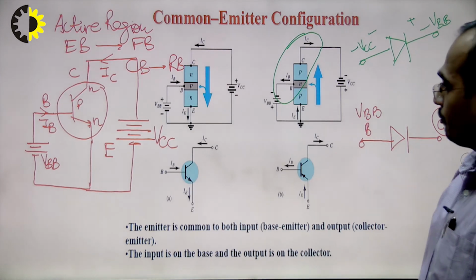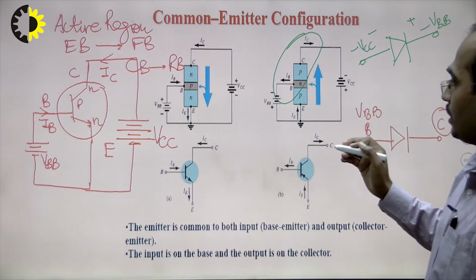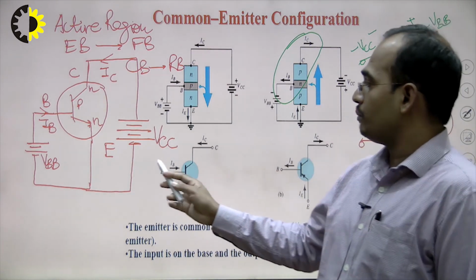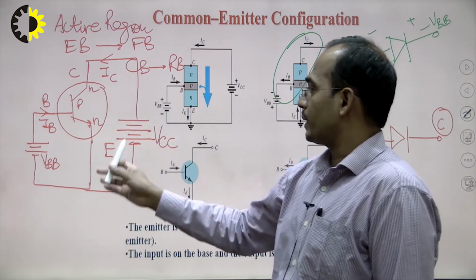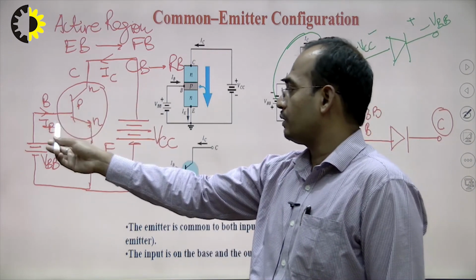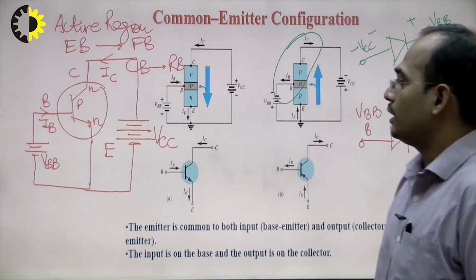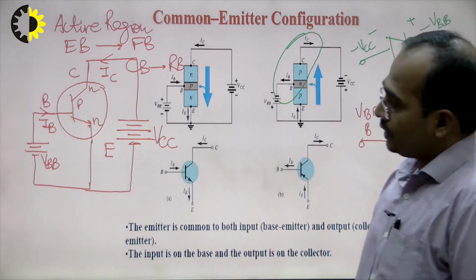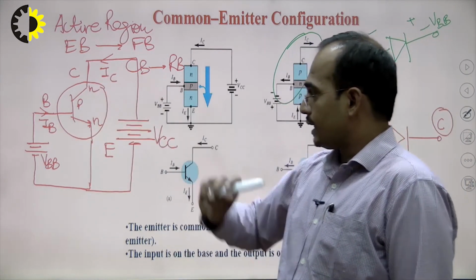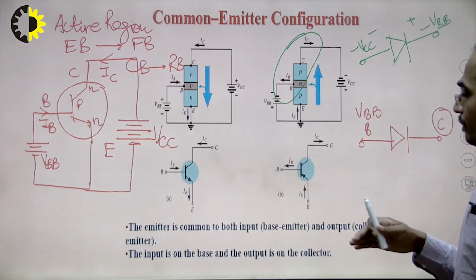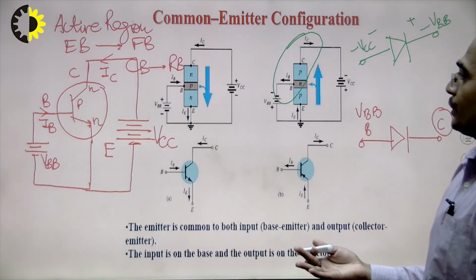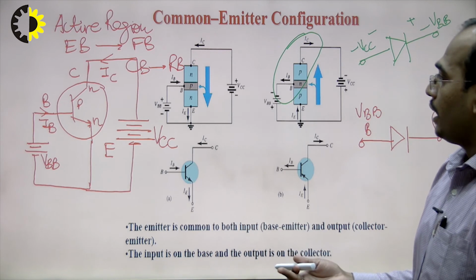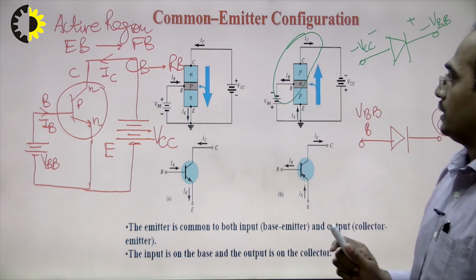So, what will be the output characteristic? In this way you can see that this emitter terminal is common, and you are taking the output from collector and emitter terminal, and you are giving the input to base and emitter terminal. So, the input current is IB and output current is IC. So, what will be the input and output characteristic, and what will be the gain of this circuit?